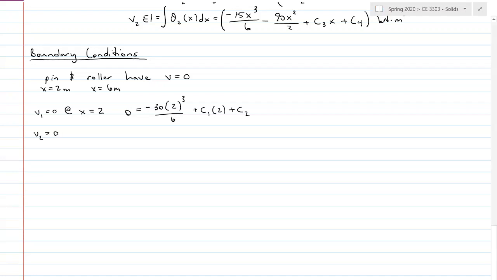V2 is equal to 0 at x is equal to 2. These are in meters. So 0 is equal to negative 15 times 2 cubed divided by 6 minus 90 times 2 squared divided by 2 plus C3 times 2 plus C4. Okay, I have two equations, four unknowns. Fantastic.